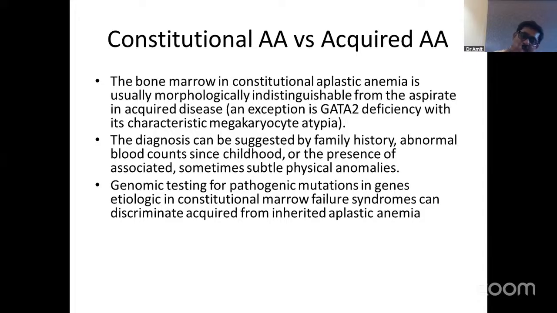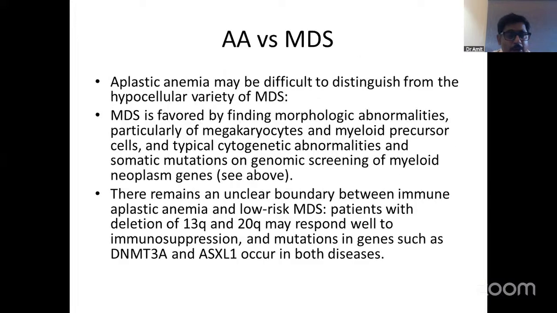So when you see a bone marrow which could confuse you between congenital versus acquired, look out for subtle physical abnormalities, or look out from history and then go for genomic testing. Myelodysplastic syndrome again throws another challenge in the diagnosis of aplastic anemia, and it would be very difficult to distinguish from the hypocellular variety of MDS.